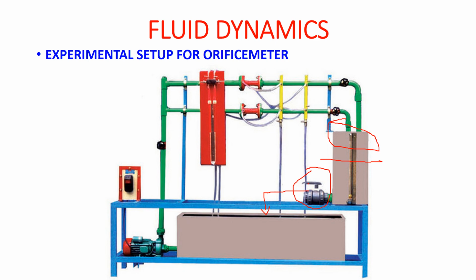Just I will repeat again. Just see, the water is there in this reservoir. Then from the reservoir the water is pumped with the help of motor and pump system, and this is a control valve. So this is controlling the flow of water, and the water is going in the upward direction. Then this is the orifice meter setup, suppose, and this is a venturi meter setup. So the water is flowing through these two pipes also. So I am showing these two pipes flow.